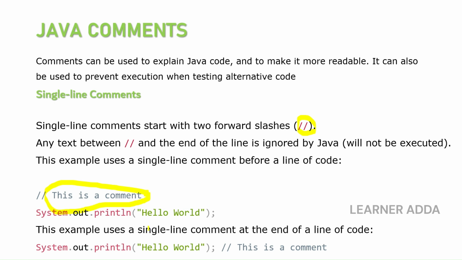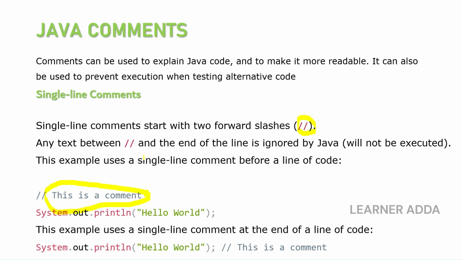This example uses a single line comment at the end of a line of code. After System.out.println, there is a double slash. After the double slash, whatever we write will be considered a comment. This is a single line comment.